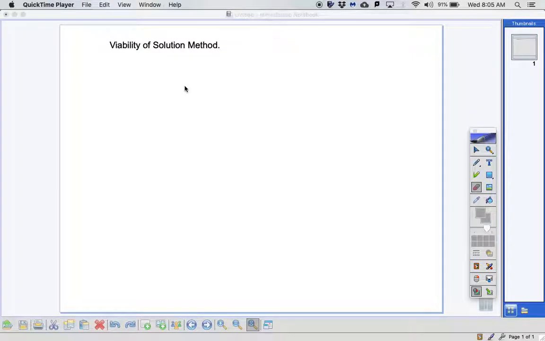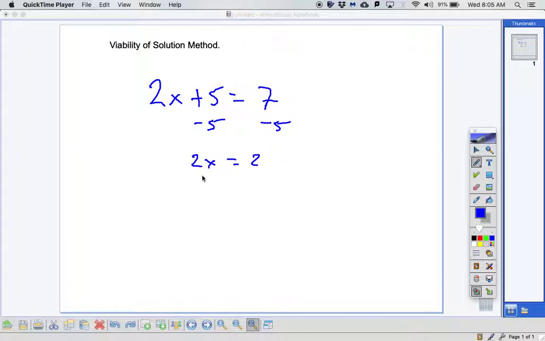Okay, today we're going to talk about the viability of a solution method. What this is asking you for is whether the method you're using to solve is a good method or not. So, for example, if you have a two-step equation, something like 2x + 5 = 7, your solution method is to subtract 5 from both sides, and then once you do that, you would divide both sides by 2. Now we know this works, but the question is why? That's what this is asking you.